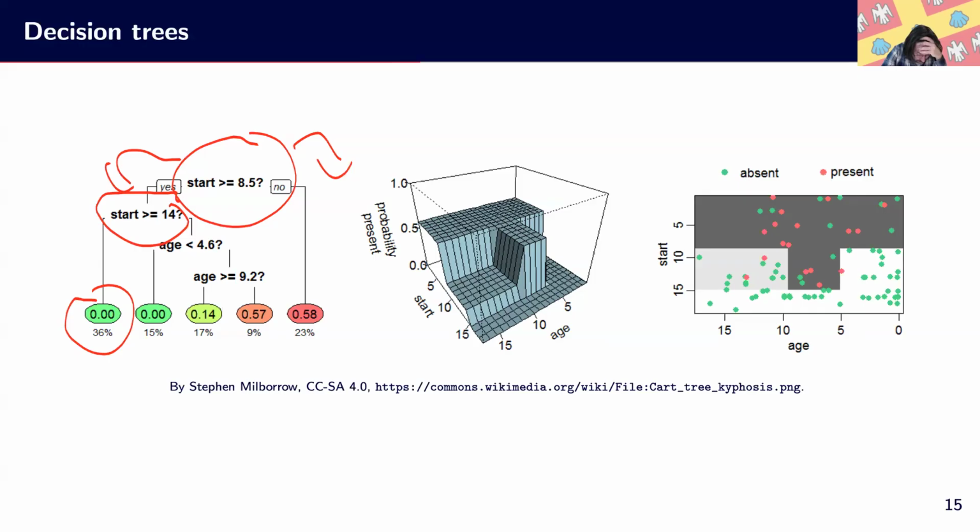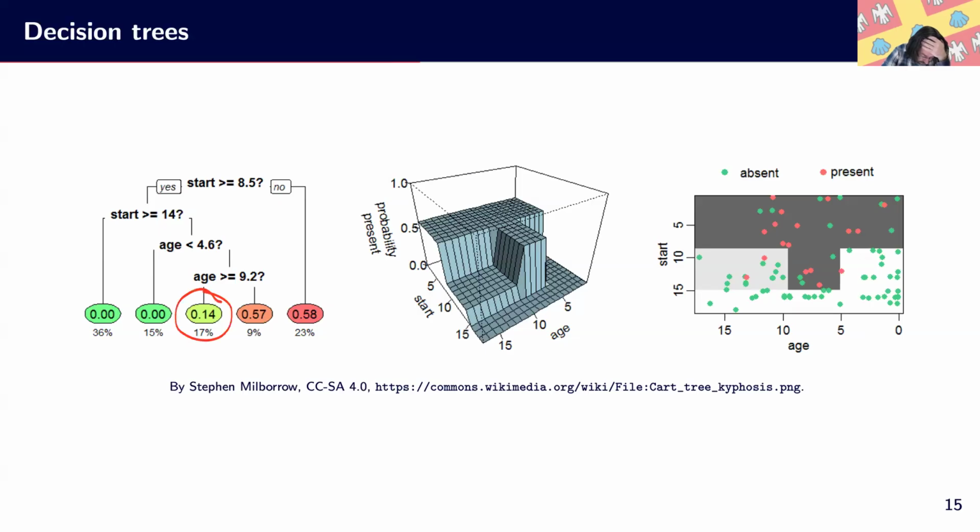Likewise, if we go to the right, we have another test: is age less than 4.5? Yes, same thing, we are in the green zone. Otherwise, we go in the yellow zone. If we make a quick interpretation, how do we reach this leaf? Start is over 8.5, start is less than 14, age is more than 4.5, and age here is more than 9.2. So this is really going through 4 decisions to reach that leaf.